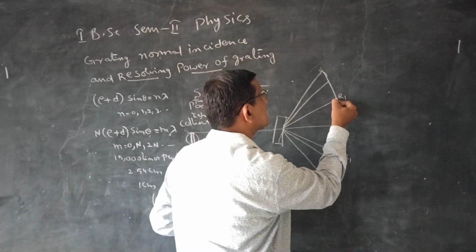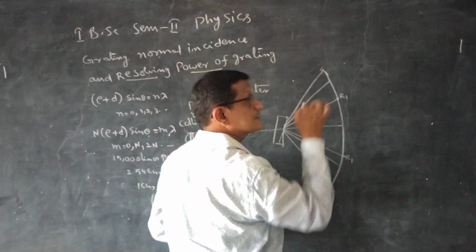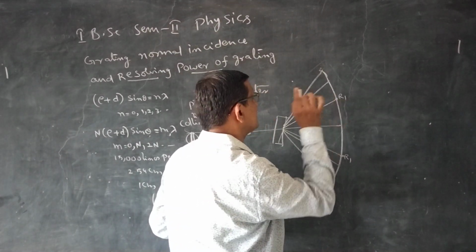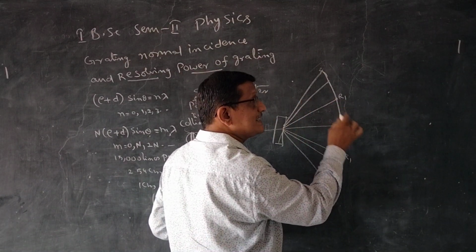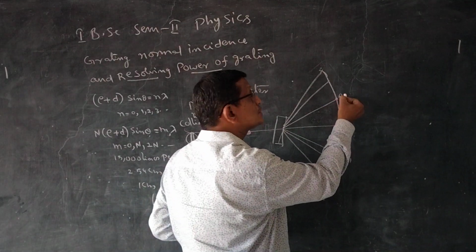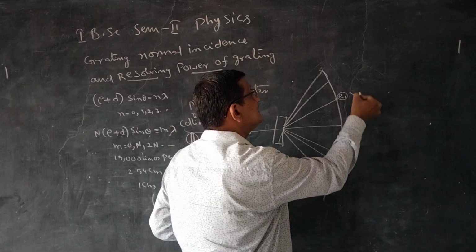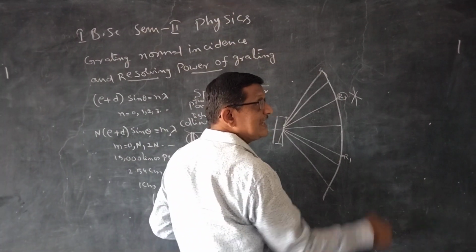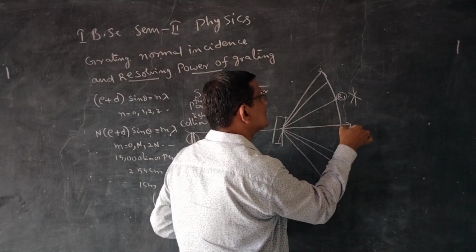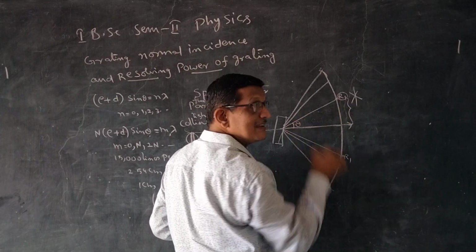In the first order spectrum, suppose we are using white light as the source of light. The first order spectrum contains different colored lights. Suppose we adjust the telescope such that the yellow line of R1 coincides with the intersecting point of the cross lines, and its reading is noted. Again, the straight reading is noted. The difference between these two gives you the diffraction angle theta.